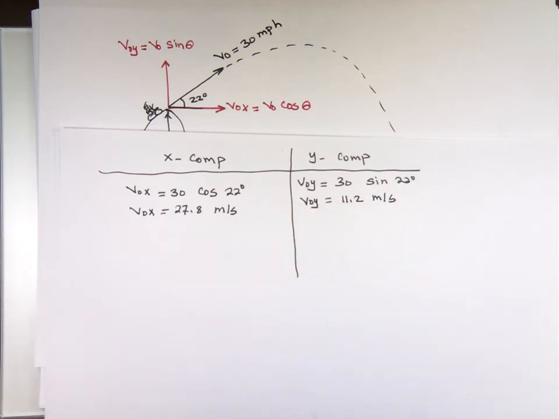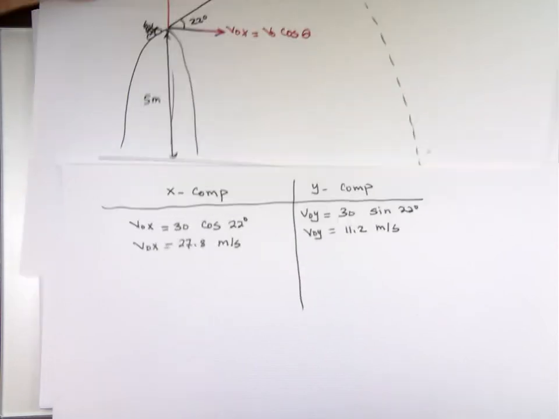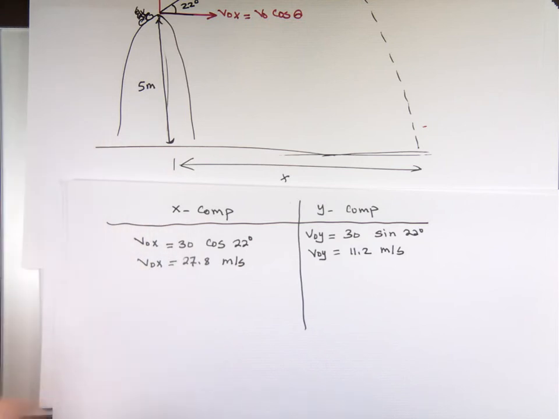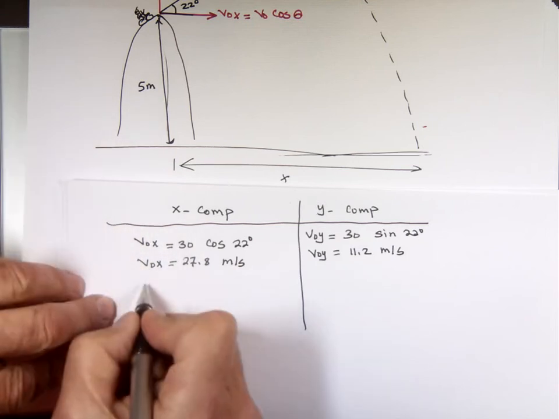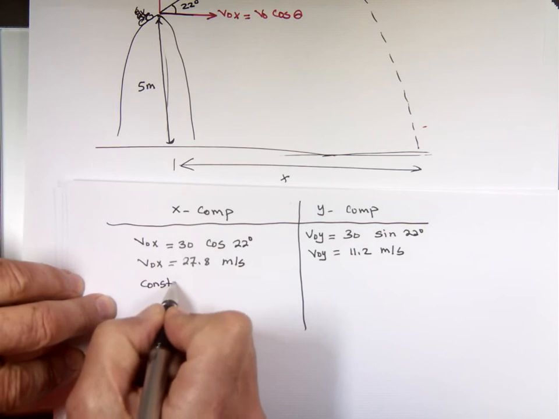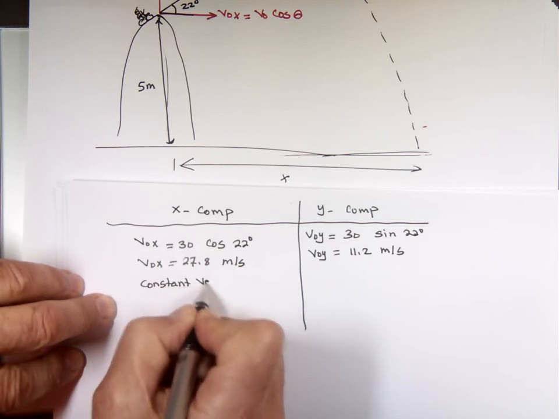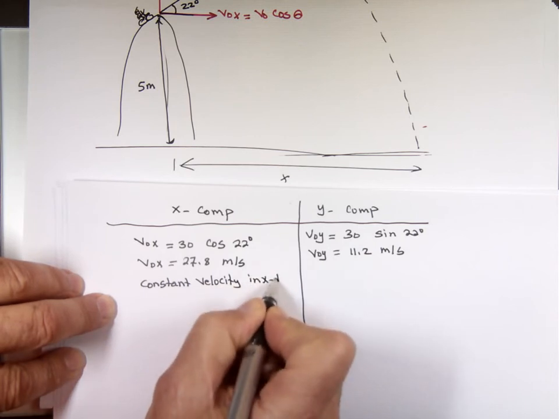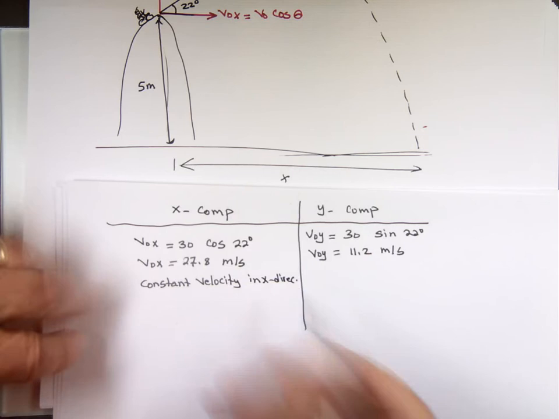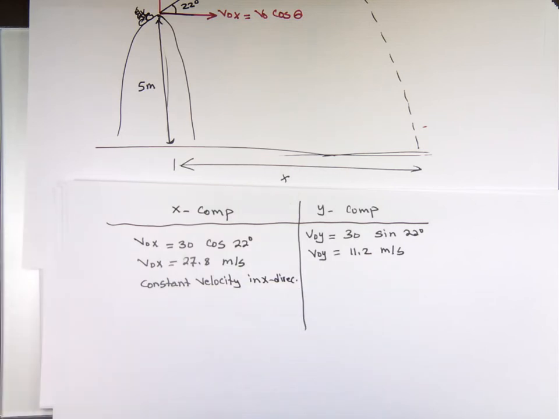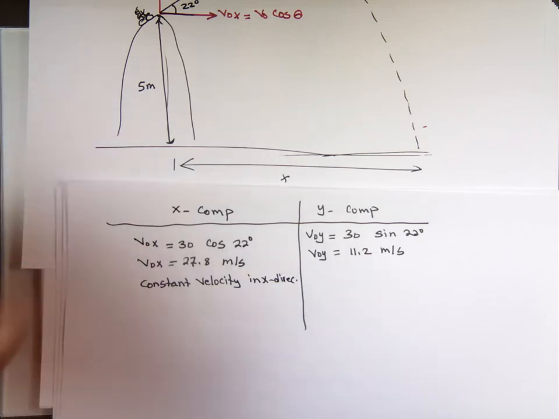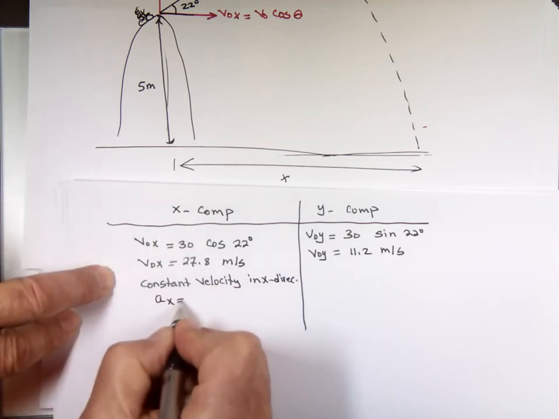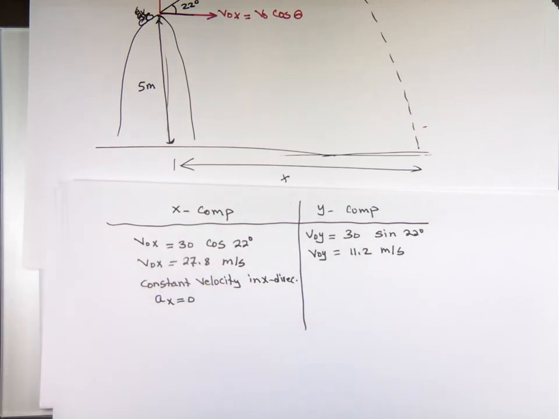What else do we know in the x direction? We know our velocity in the x direction is constant, right? Constant velocity in the x direction. I just want to make sure you know I'm talking about the x direction. It's constant velocity. That means my acceleration in the x direction is 0. For all these projectiles, the acceleration in the x direction is 0.